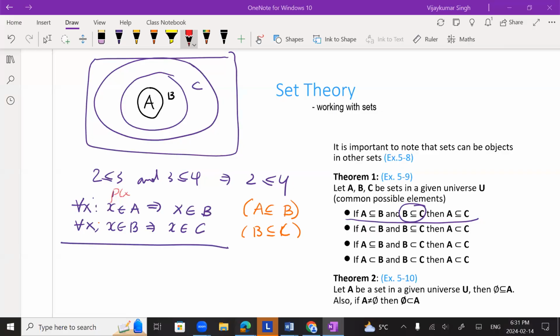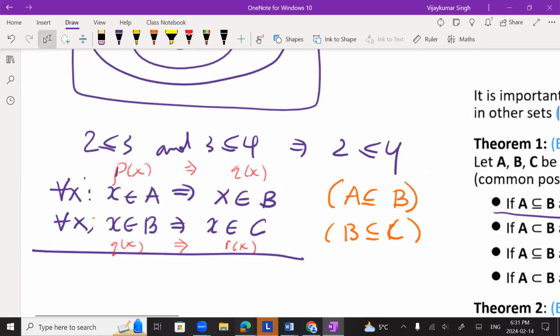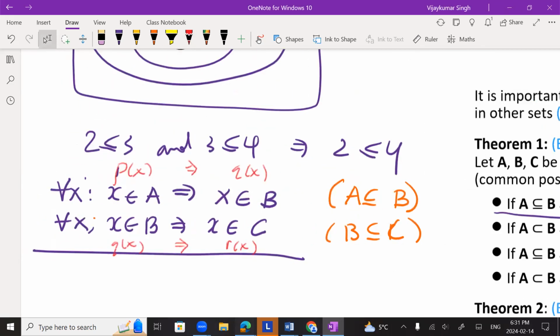So we have this statement can be P(x), this can be Q(x), and this is what R(x). Then how can we connect P(x) with R(x)? Do we remember any law? Law of syllogism, right? Law of syllogism said what? If P implies Q and Q implies R, therefore P implies R, right?